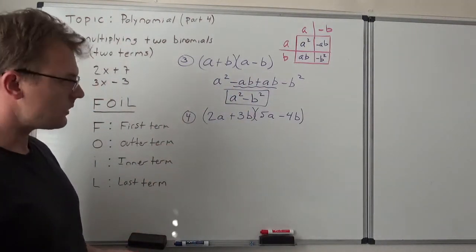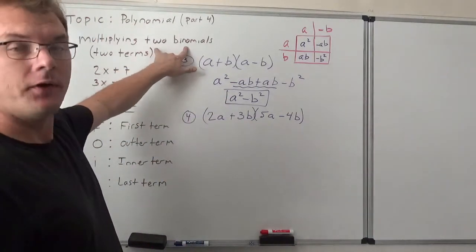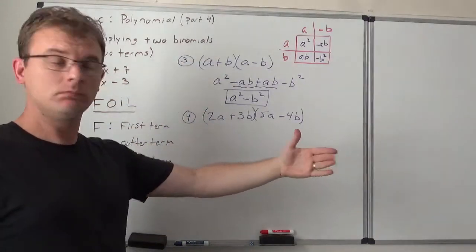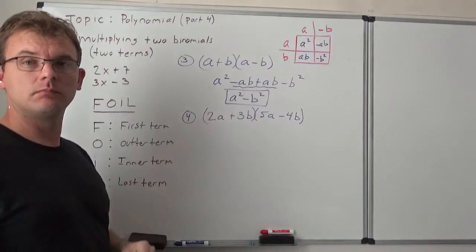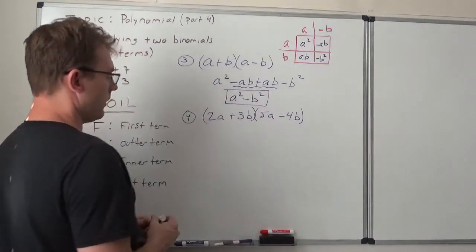Okay. So remember I was telling you that sometimes two binomials won't make a trinomial? Well, there's an example right there. So let's look at 4.